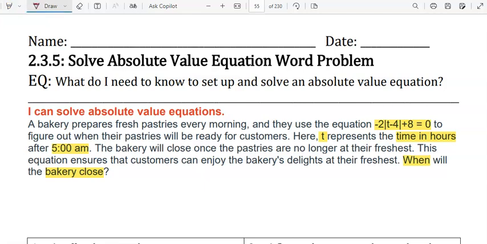So we want to solve for t here. So we'll first write the equation. You want to isolate the absolute value. So subtract 8 from each side, and then divide each side by -2. We have the absolute value of t minus 4 equals 4. Alright, let's rewrite it.